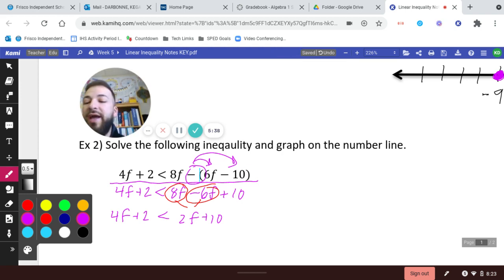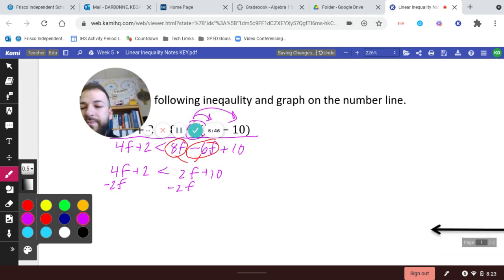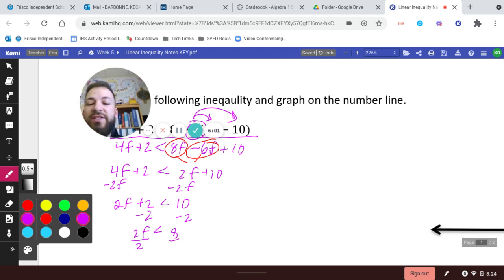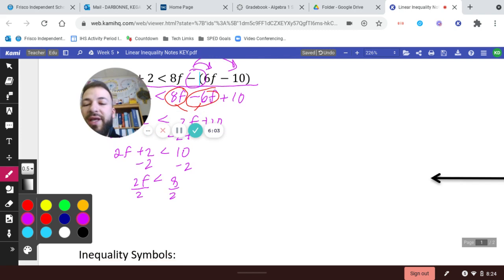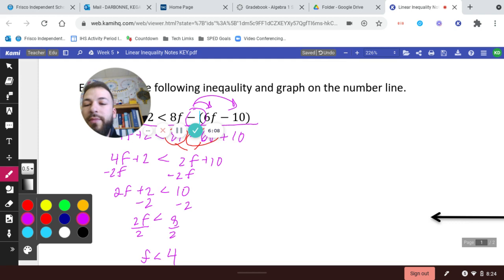Okay, and from here, I can move my f's over. So I'll subtract the 2f so I can keep my f's positive. And last but not least, negative 2 minus 2. And then, very final thing, 2 in front of f, I want to divide that 2 to get rid of it. So we get f is less than 8 divided by 2 would just be 4.